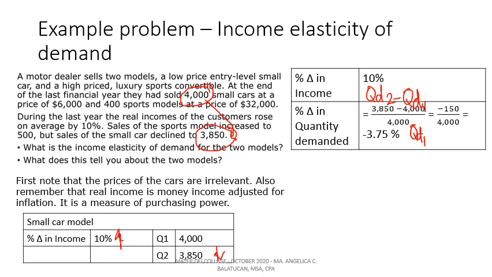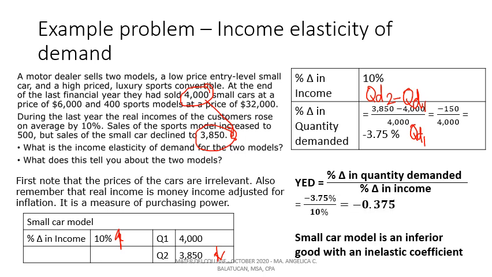So we will get negative 3.75. So why is it negative? Because we have the decrease in the quantity demanded. So we have a negative numerator, and then we have here a positive denominator. So substitute that in our formula. So you will get negative 0.375. So it's negative because our numerator is negative and our denominator is positive.